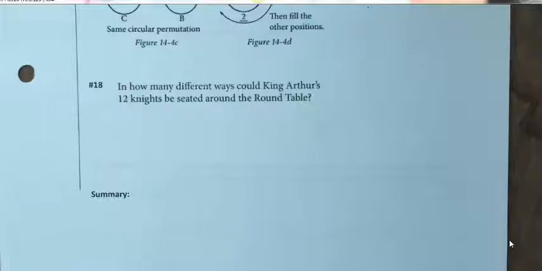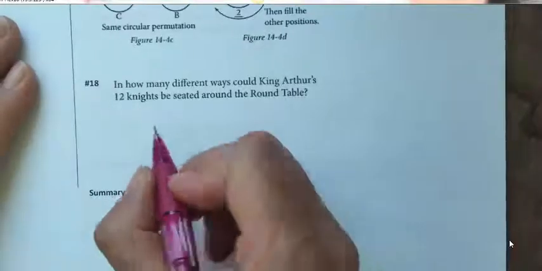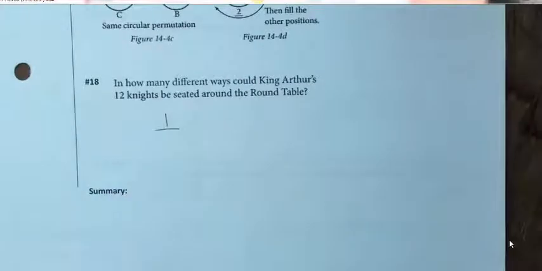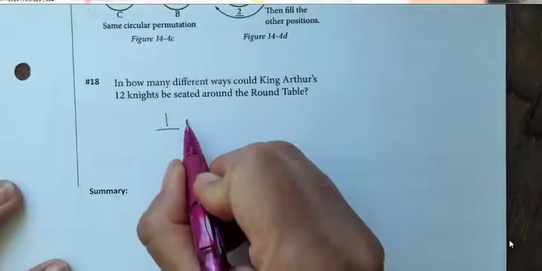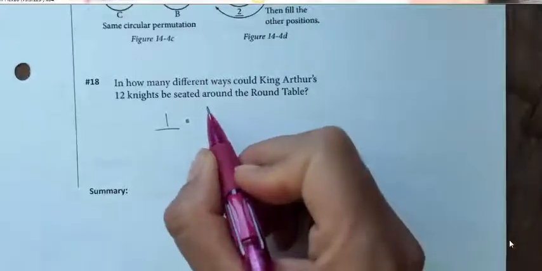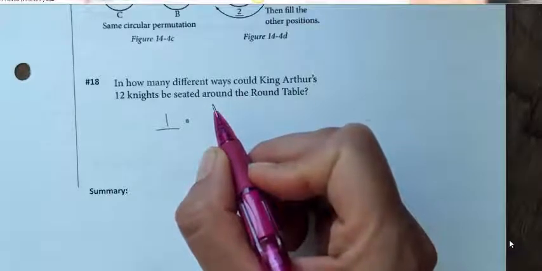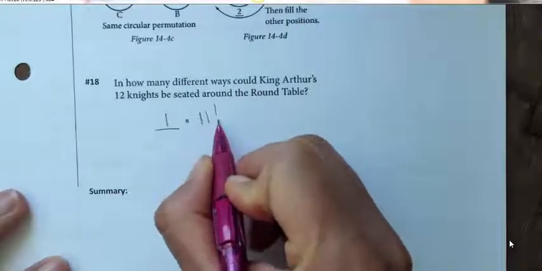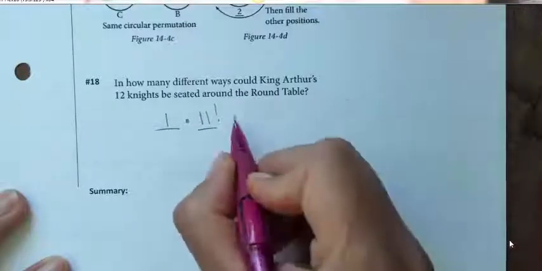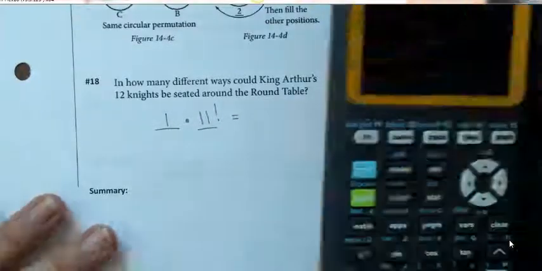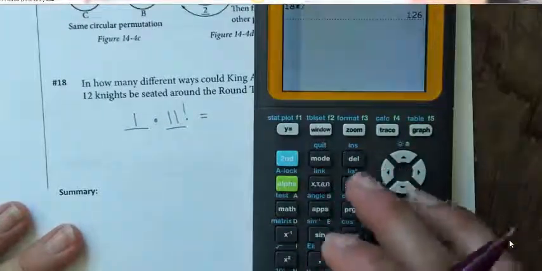Well, we take one of those knights and we fix his position. We say, you know what, we're going to take this one guy and put him there. We're putting him in the first position, wherever that first position is. It doesn't really matter. Then how many knights do I have left to position? Well, I have 11 left, and how many permutations can I do with that 11? That's 11 factorial.